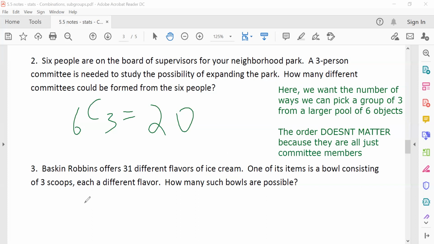Baskin-Robbins offers 31 different flavors of ice cream. One of its items is a bowl consisting of, let's not say 3 scoops. Let's just spice it up to make it a little bit interesting. Let's say you're going to get not 3 scoops, but folks, this is America. And in America, you have something called freedom of choice. And if you want to get 5 scoops of ice cream in a single sitting, well, I don't suggest that just from a health perspective. But you know what? Let's say you just got a new job.